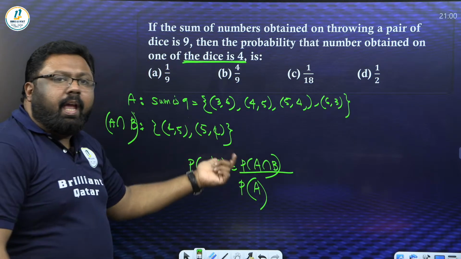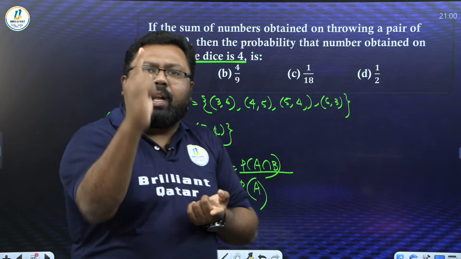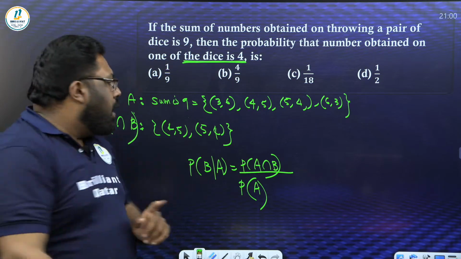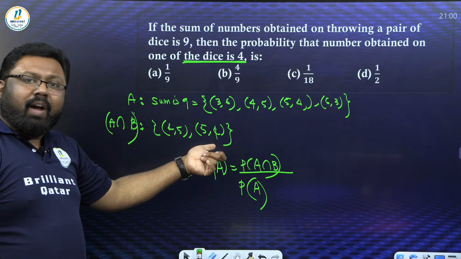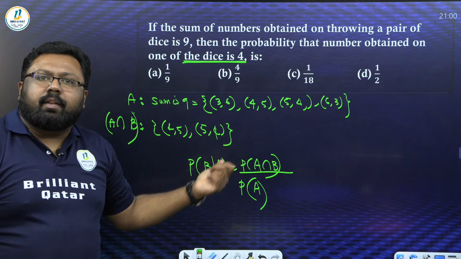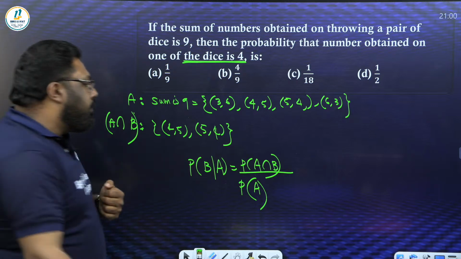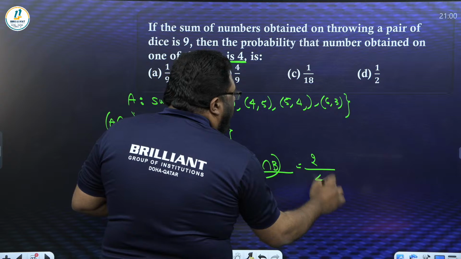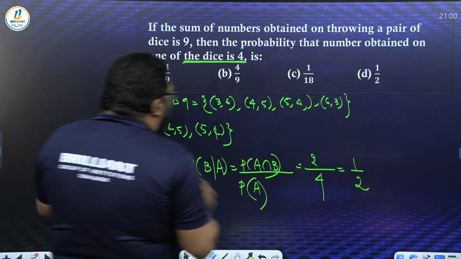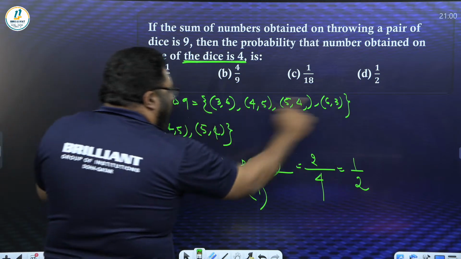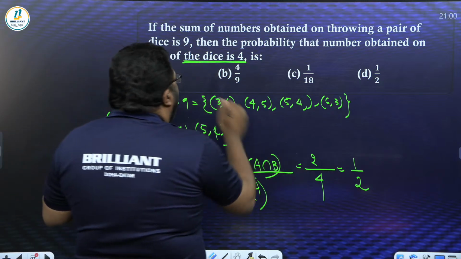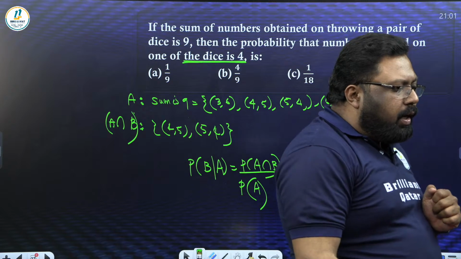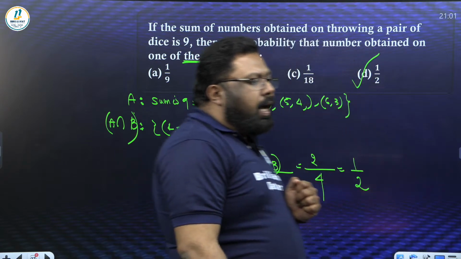Understand? P of B by A. I want the probability that one of the die shows 4 given that the sum of the two numbers is 9. So A intersection B is 5, 4 and 4, 5, because these are the only two pairs which give a sum 9 and one die shows 4. So answer is 2 divided by 4, which is 1 by 2. There are 2 outcomes in A intersection B and 4 outcomes in A. So 2 by 4 directly, option D, 1 by 2. Right answers coming from Ethriel, Abu and Ruben and Ibrahim. Good.